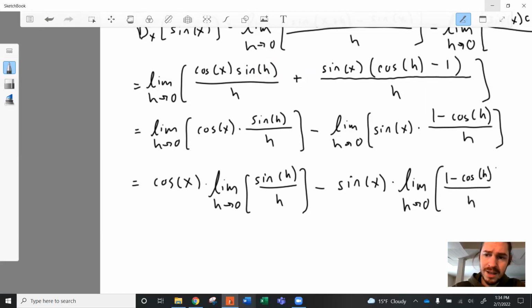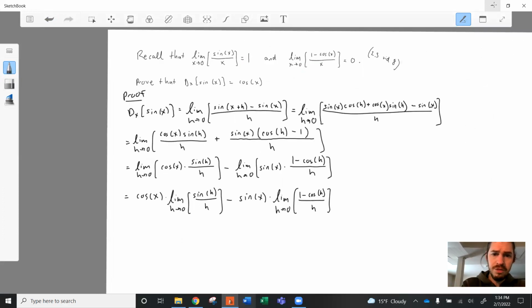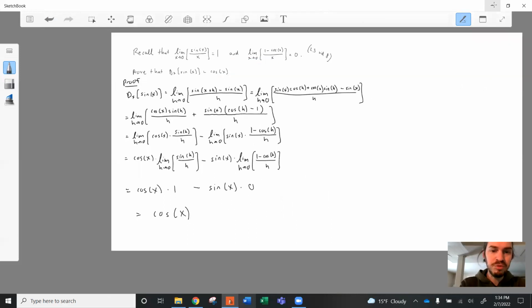And now I can finally use the limit values that we had up here. This one is equal to 1. So we're going to put 1 in there. Cosine of x times 1. And then minus this one here is equal to 0. So sine of x times 0. And the result of this, of course, is just cosine of x. And that's it. That's it.